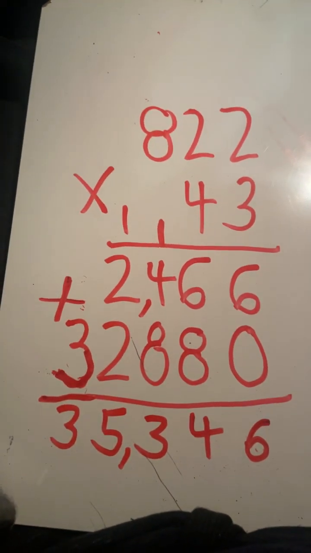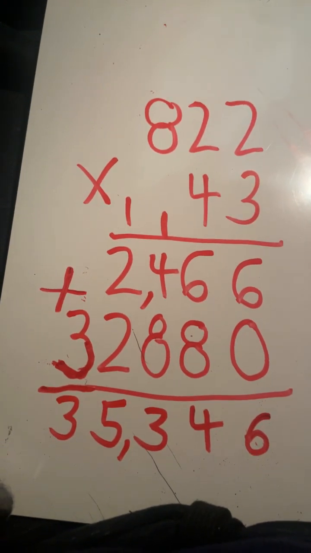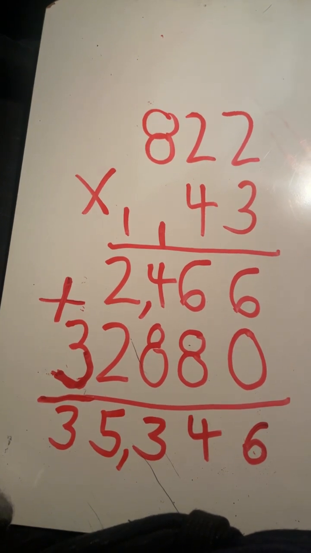And we have our final answer. 822 times 43 equals 35,346.